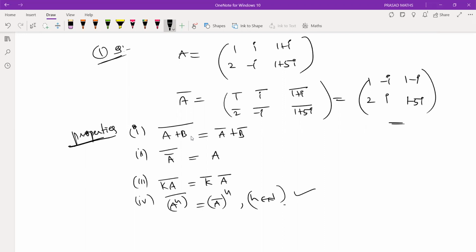Suppose you are given a matrix like this. Hermitian matrices: suppose A theta equals A itself. You will see its application. Suppose A is the set of 2 by 2 matrices over R.